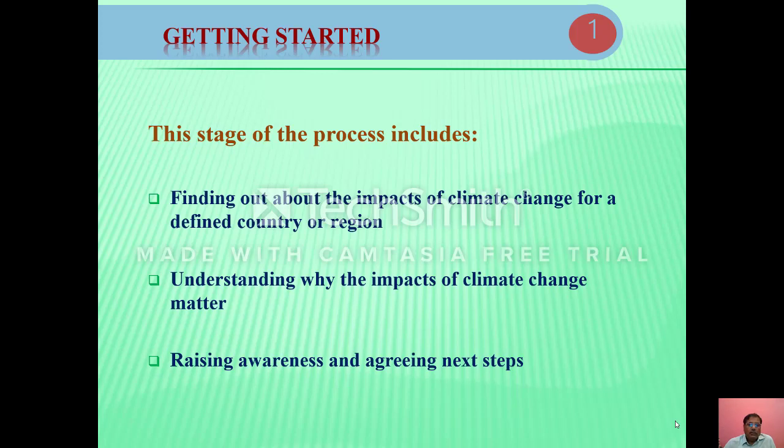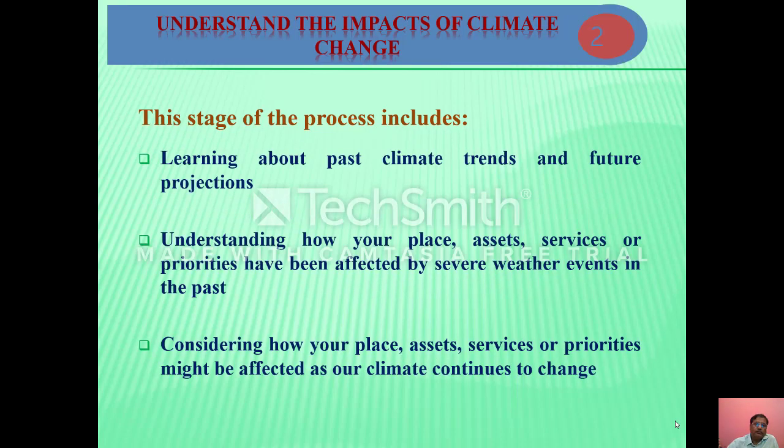How to start it? This stage of the process includes finding out about the impacts of climate change for a defined country or region. Then understanding why the impacts of climate change matter. And third is raising awareness and agreeing next steps. So these are the first steps where we have to start the adaptation process for a climate change impact.